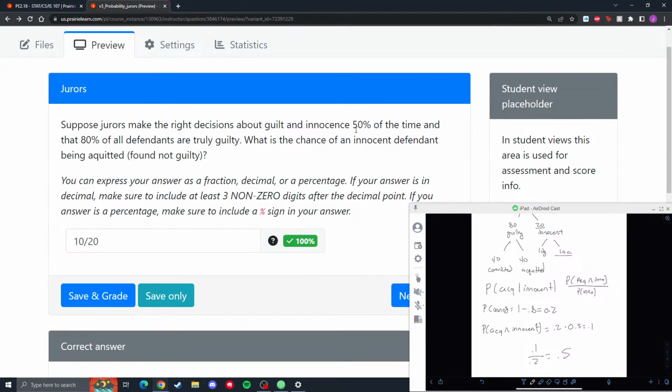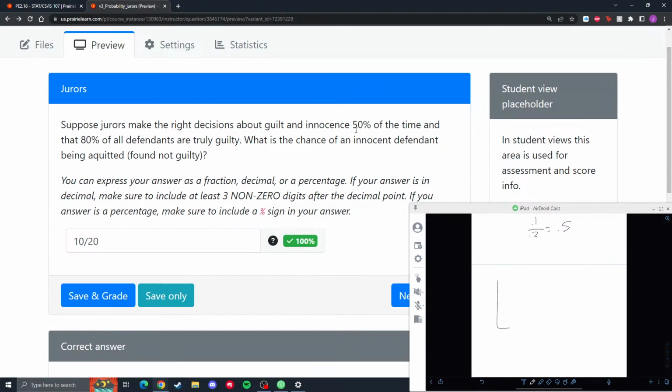And then the table works just the same way as the tree. You can just make it into a table. You have guilty and innocent, and then acquitted, convicted, and total. We'll do 100 people again.